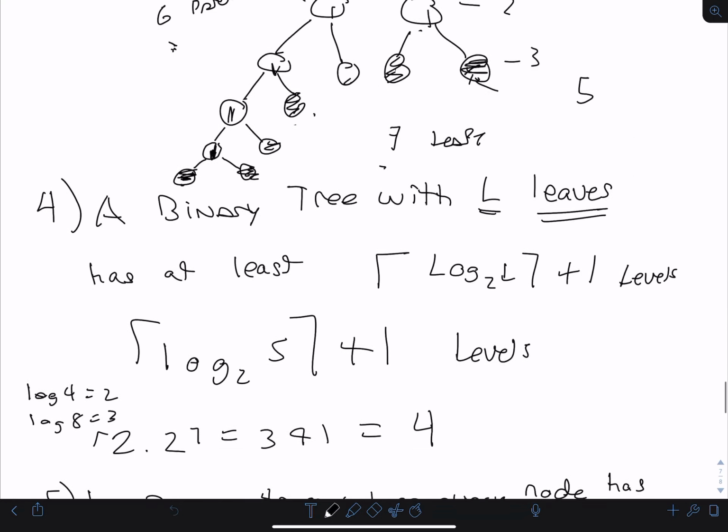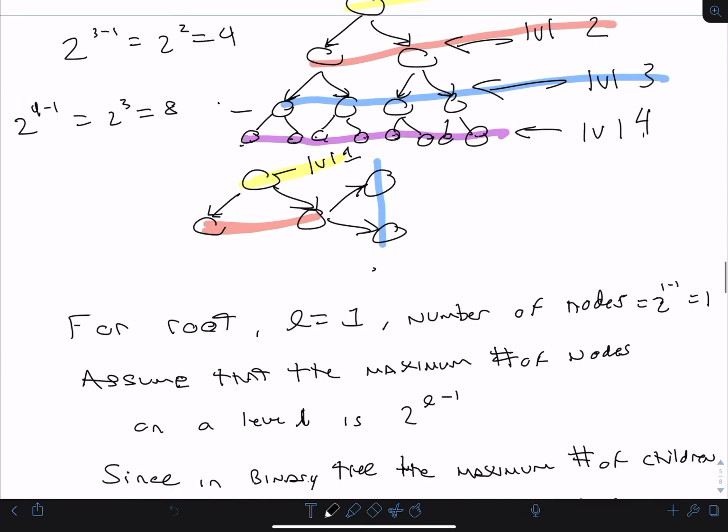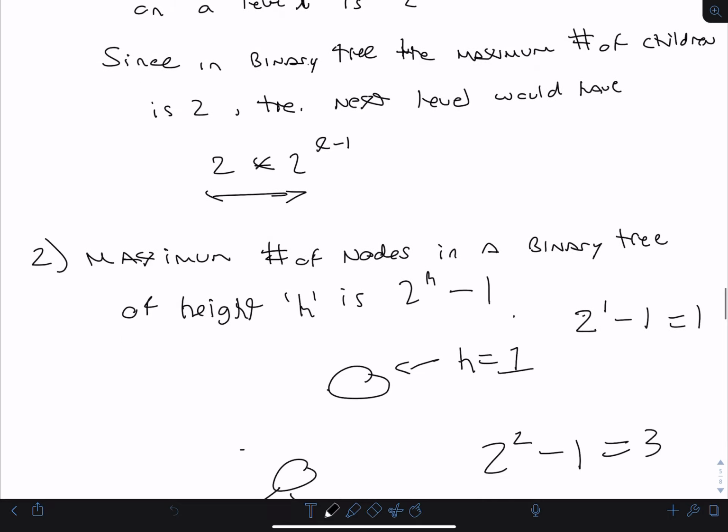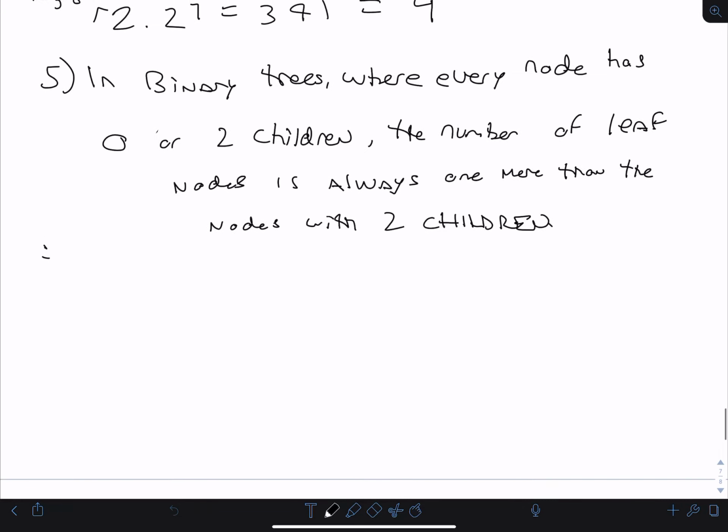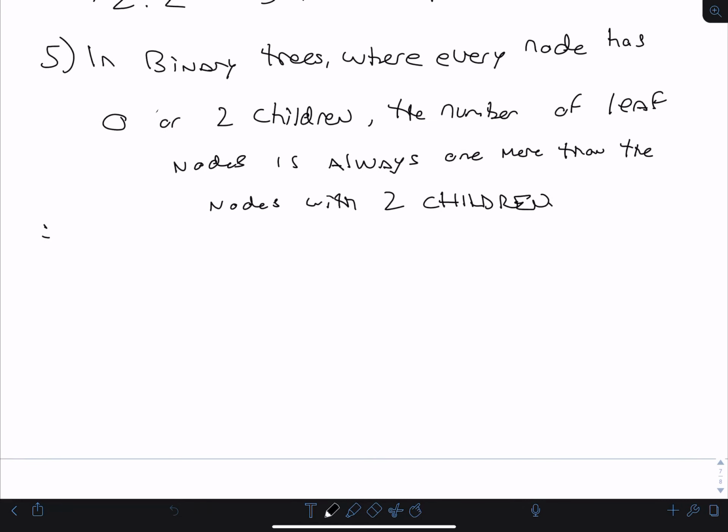So to summarize last class, or at least the end of the last class, we were talking about 5 properties that binary trees have. And we ran out of time and didn't talk about that last property in detail. So the property says, in a binary tree where every node has 0 or 2 children, the number of leaf nodes is always going to be one more than the nodes with 2 children. So leaf nodes are the ones that don't have children.